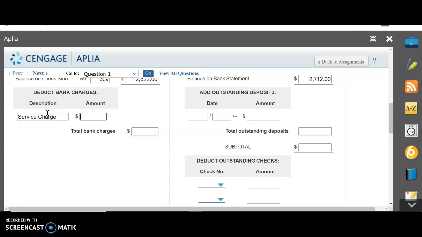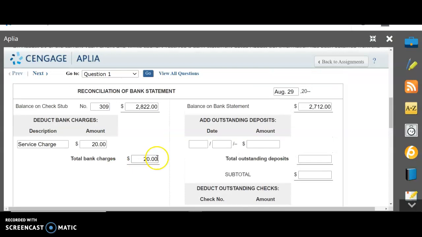And the amount is $20. And that's the only bank charge. If we had several listed, we would add them all together to get the total, but that's the only one they're giving us. So that is going to be $20 in that box.